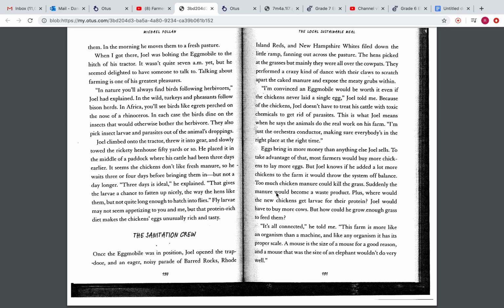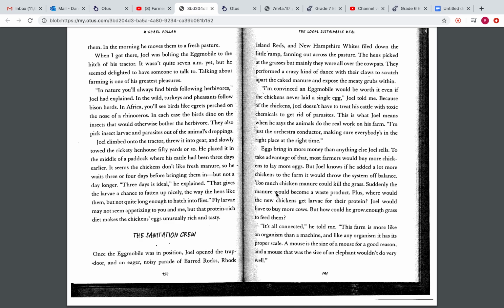"It's all connected," he told me. "This farm is more like an organism than a machine. And like any organism, it has its proper scale. A mouse is the size of a mouse for a good reason. And a mouse that was the size of an elephant wouldn't do very well."